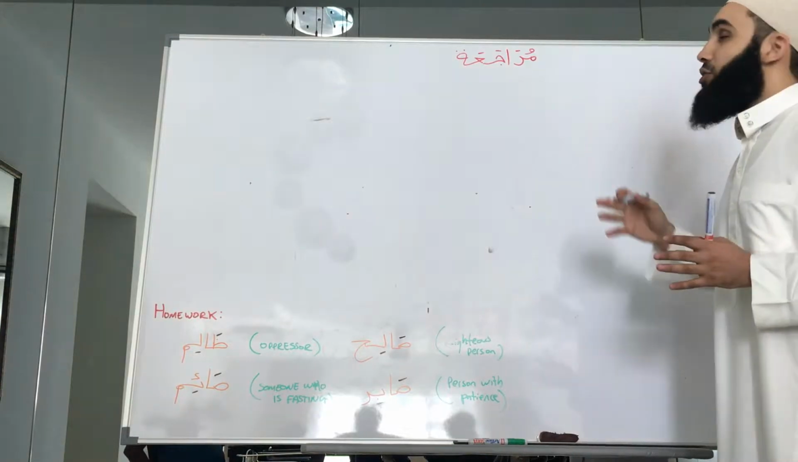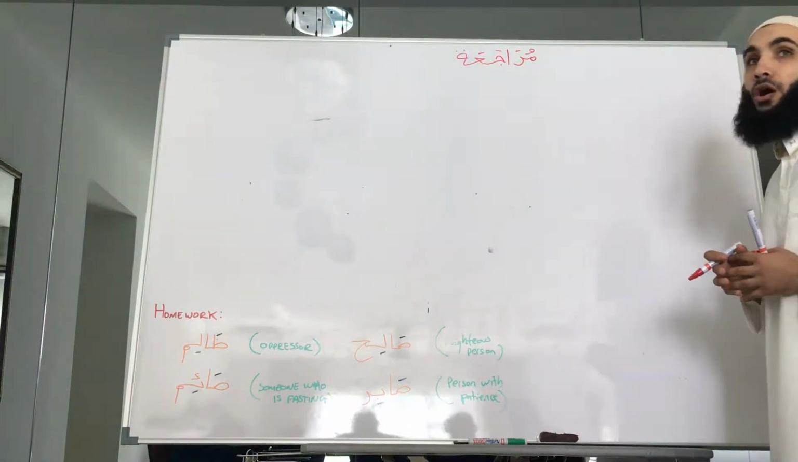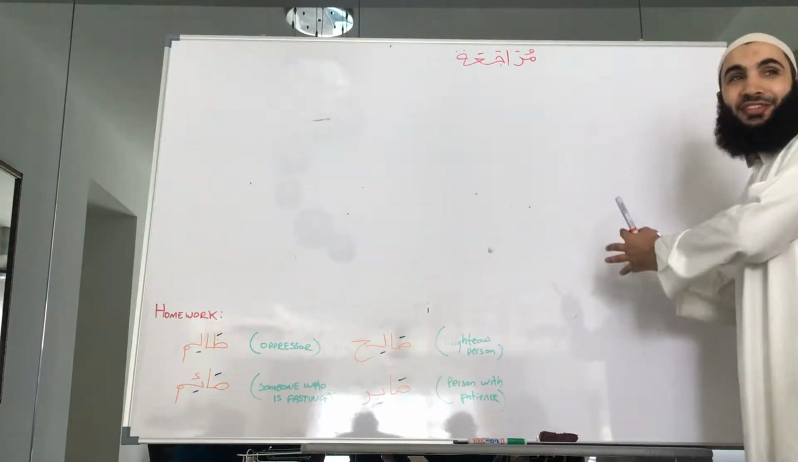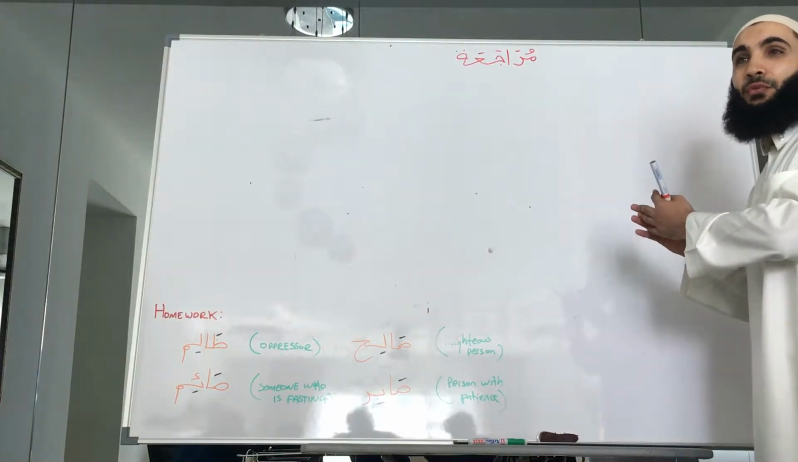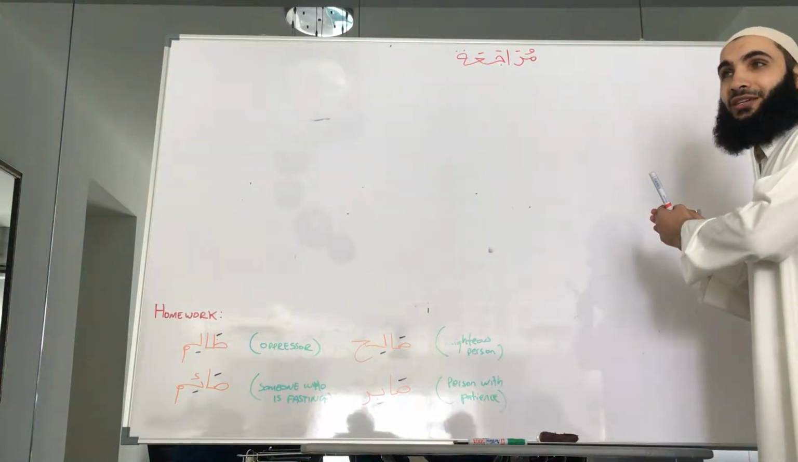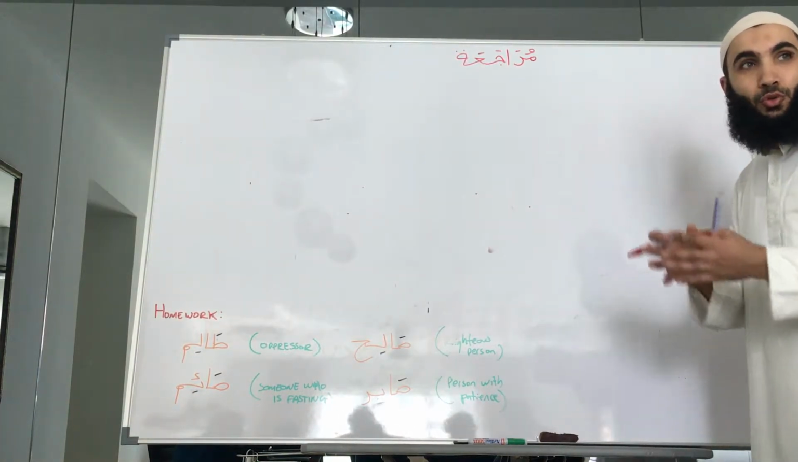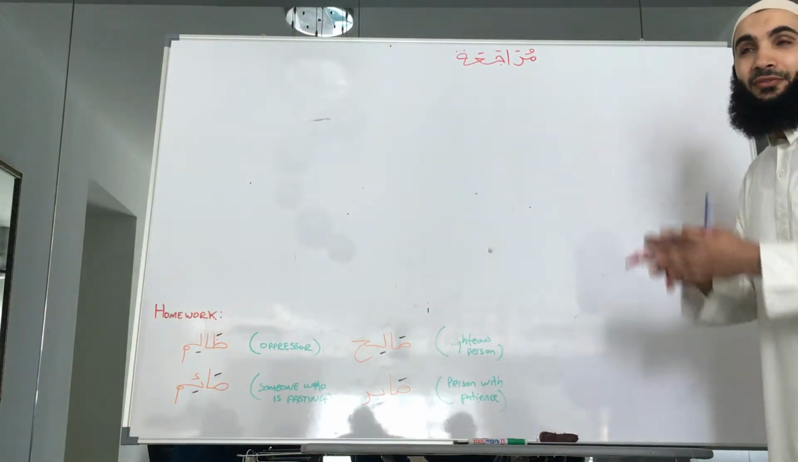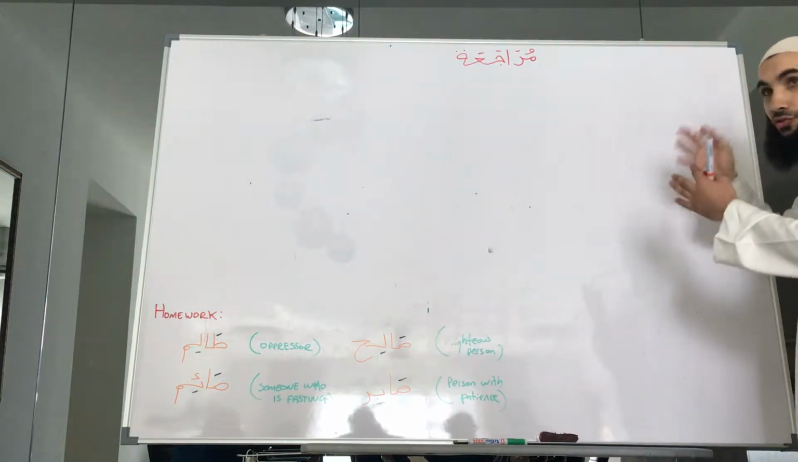Muraja'a. Now we're taking a type of ism that we can turn into dual, into plural, into female, and female plural. So we'll just recap that quickly.